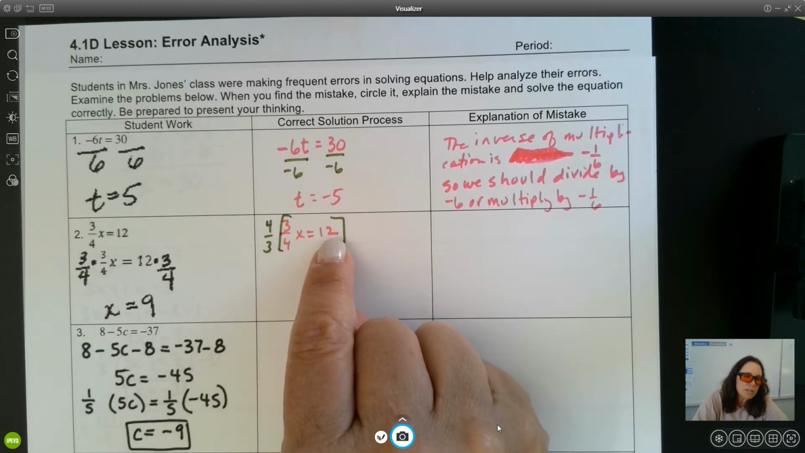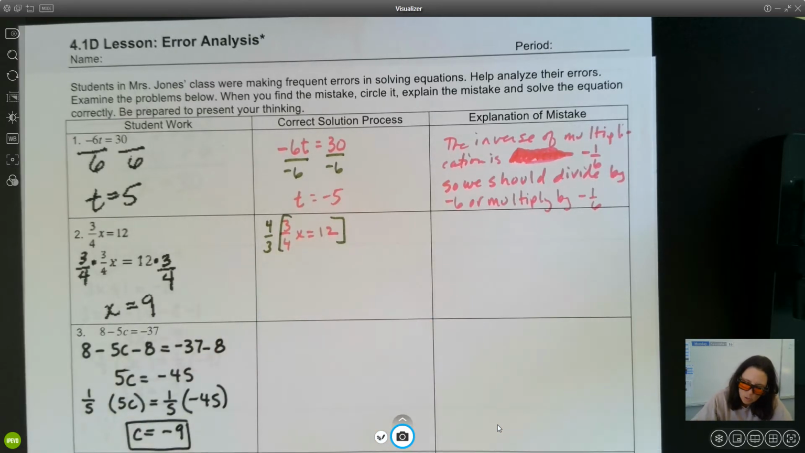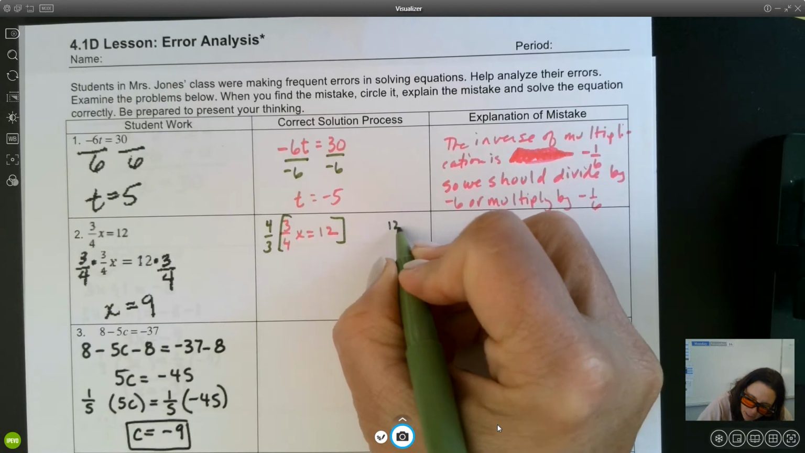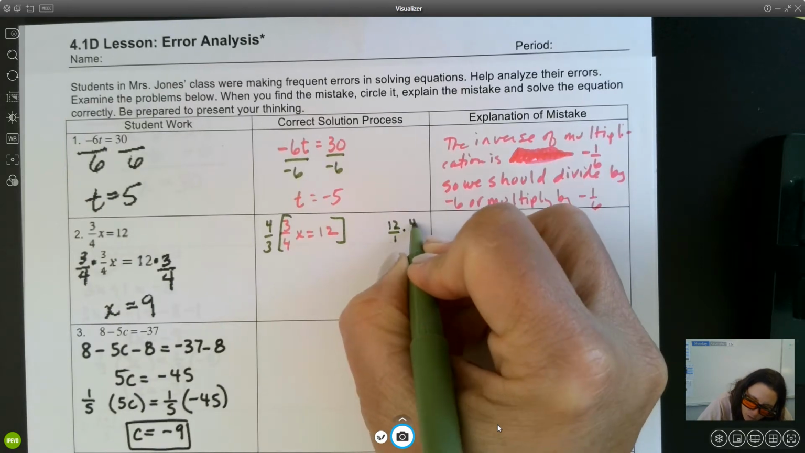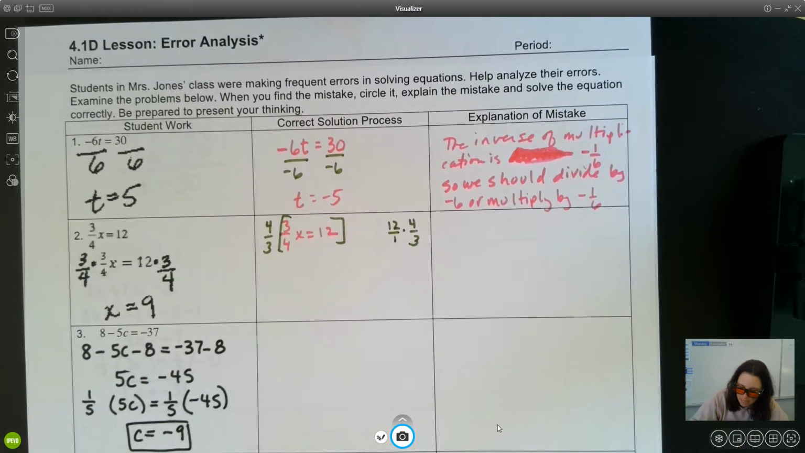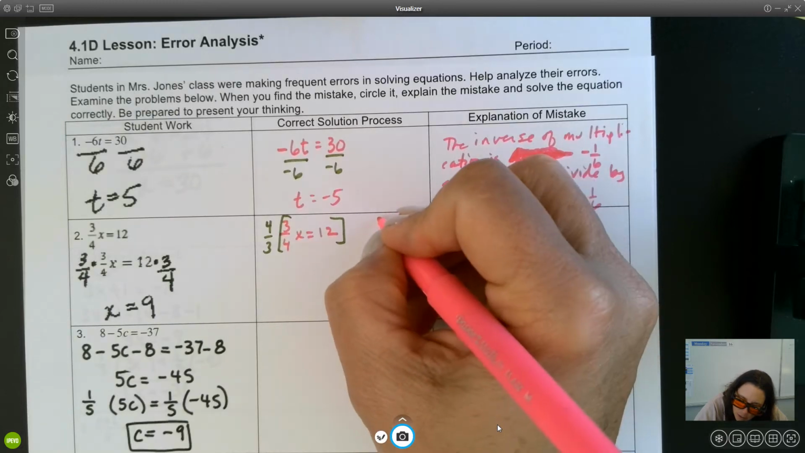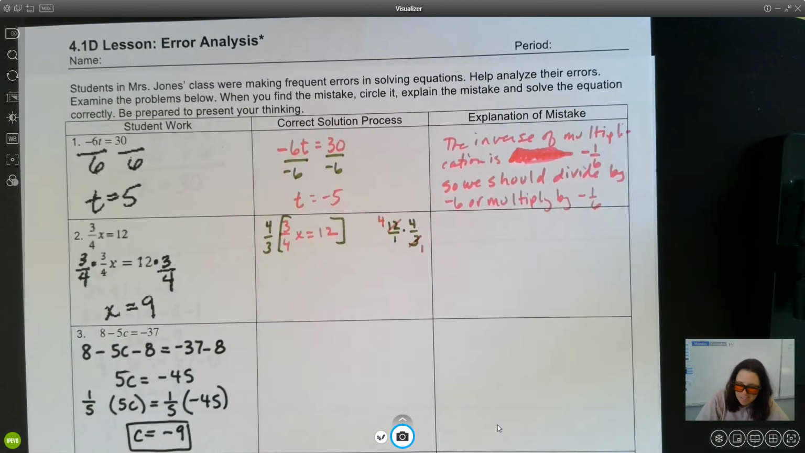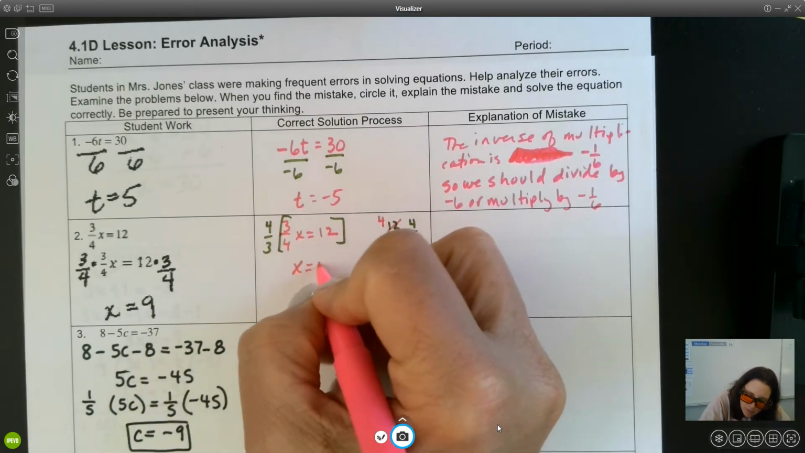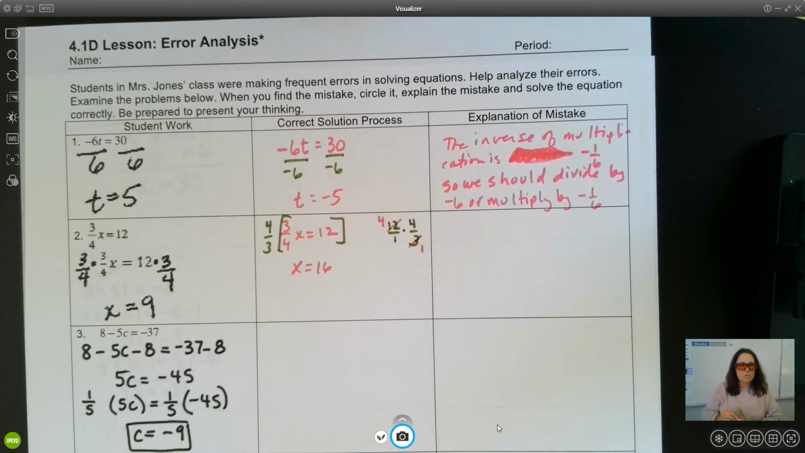Okay, now we have to do that to the 12. Okay, so off to the side, we would have 12 over 1 times 4 over 3. Okay, well, cross canceling is pretty key. How many 3's are in 3? 1. How many 3's are in 12? 4. Do you see 16 as your answer? Okay, so I'd have 1x equals 16.